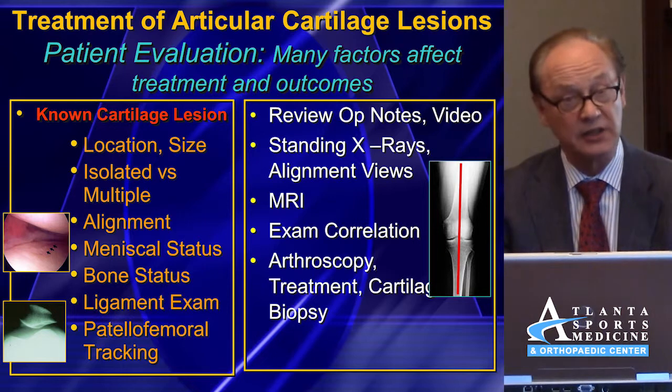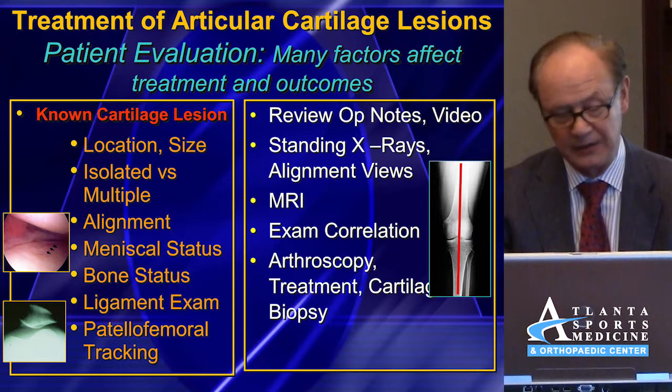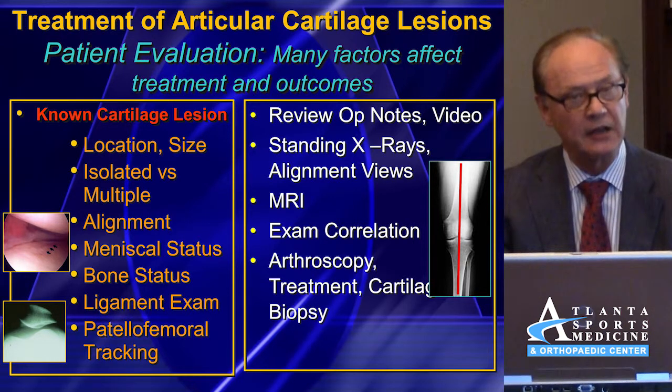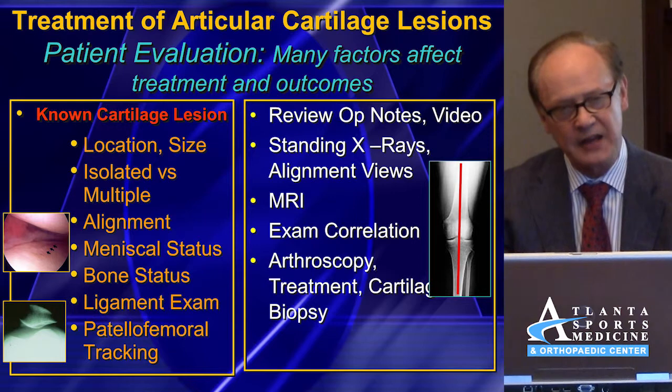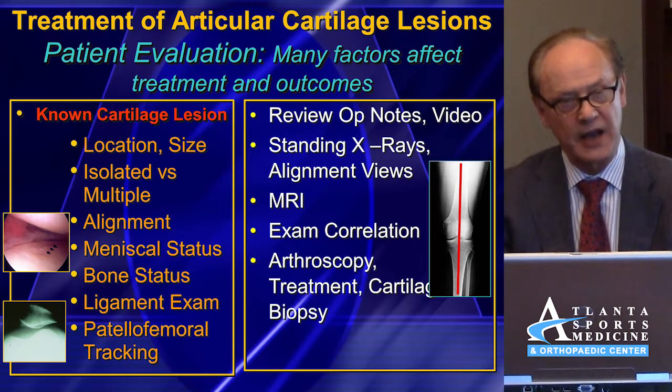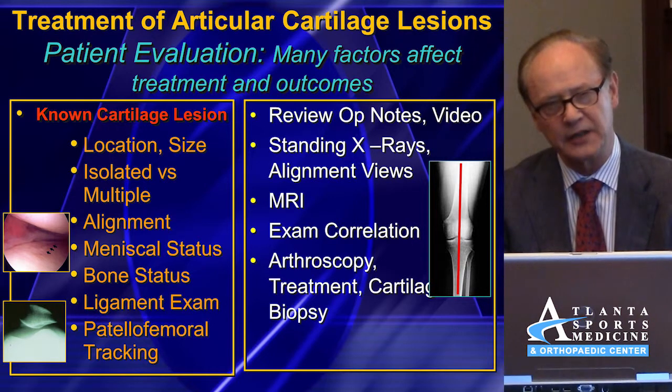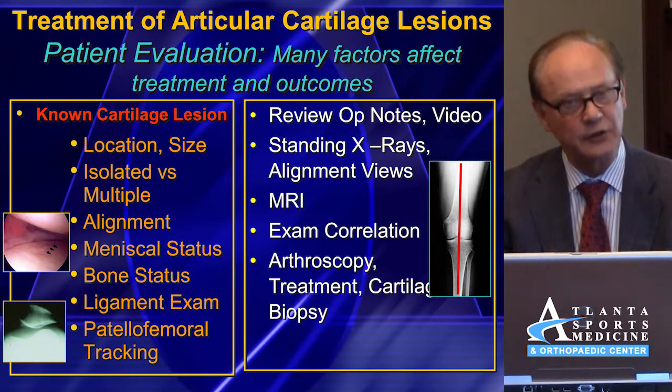We also want to know what the ligament exam is like. Do they have problems with the anterior cruciate ligament? Is the knee giving out because of a ligament injury? If any of these circumstances occur, then the environment inside the knee is hostile, and anything you try to do to repair the articular cartilage is most likely not going to work.